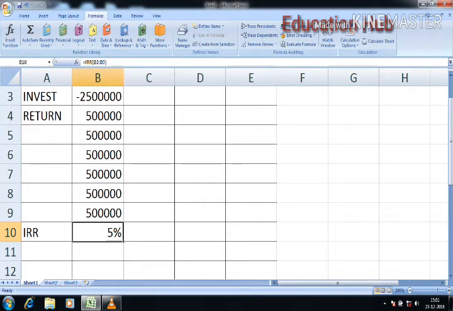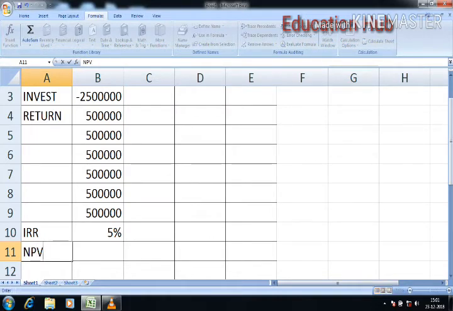So, you can calculate in two ways. The calculation is the same, but two ways: directly type equals IRR and then select the outflows and inflows, or from Formulas, Financial, IRR, select from there and you will get it. I think how to calculate IRR is clear to you right now. So the internal rate of return calculation is now known to you.